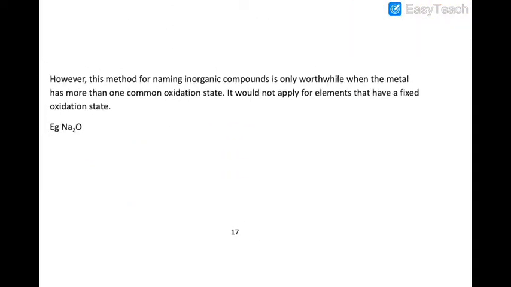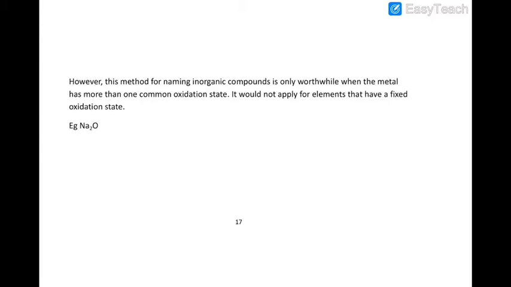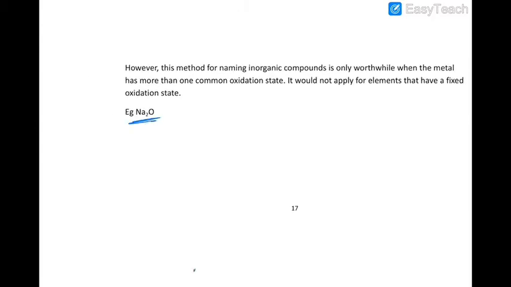However, this method is only applicable when you have metals that have more than one oxidation state. For example, if you have Na2O, sodium always has oxidation state +1. So it's not worthwhile for us to write sodium(I) oxide. Why would we even write that? Because we always know that sodium will have oxidation state +1. So just writing sodium oxide in this case is good.